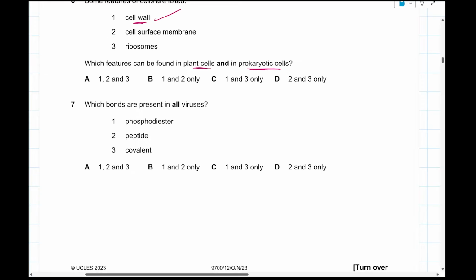For 2, cell surface membrane. Yes, both of them do have a cell surface membrane. And ribosomes. Yes, both of them do have ribosomes. Therefore, the answer is going to be A.